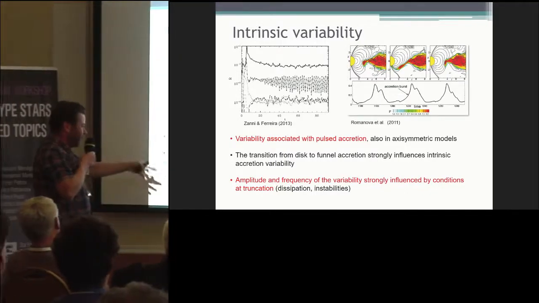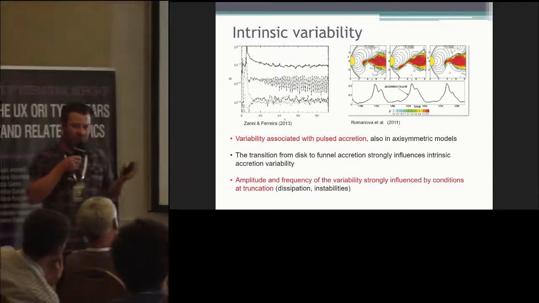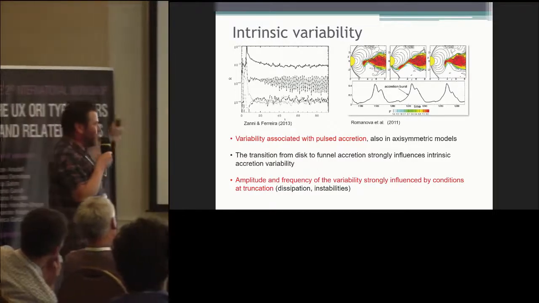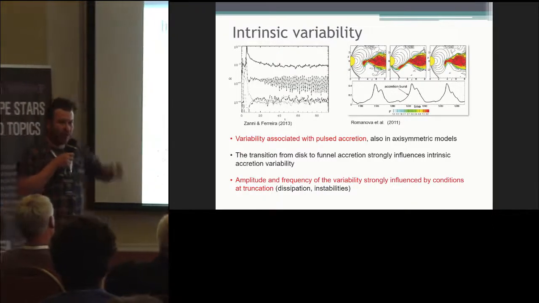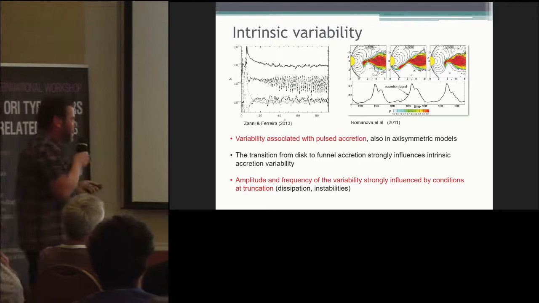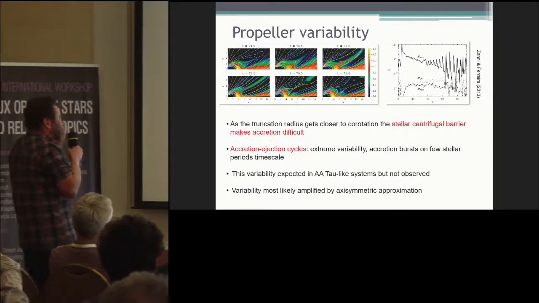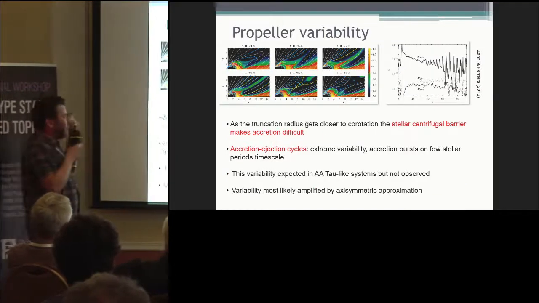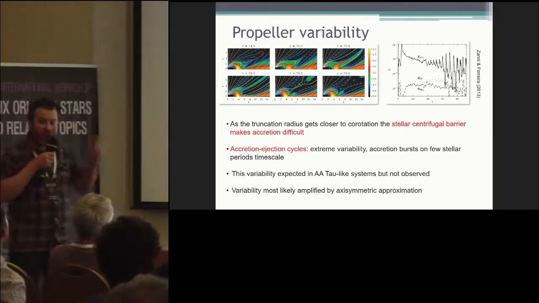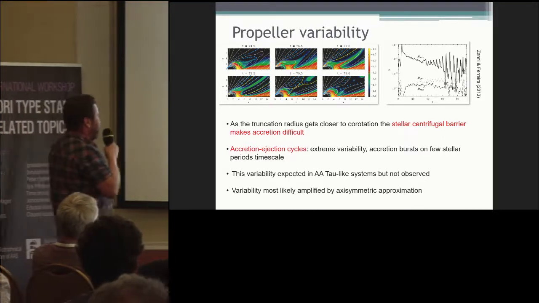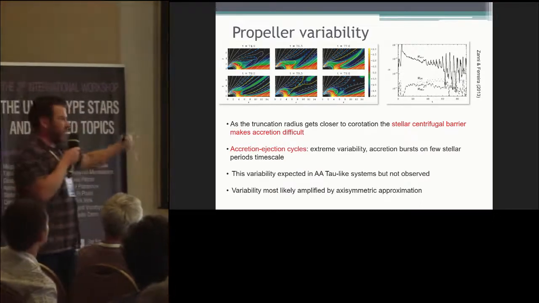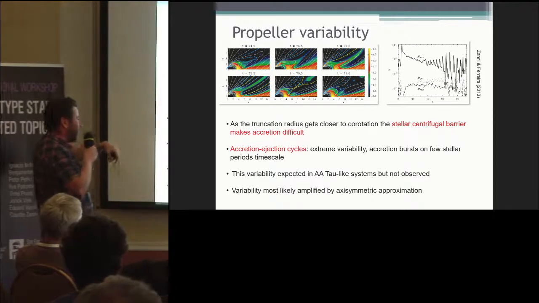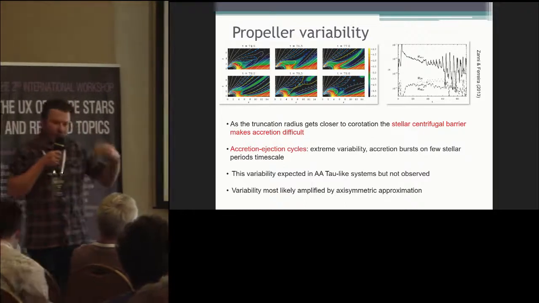So just playing with dissipation in your simulation and things like that, you can reproduce, even with axisymmetric models, a wide range of variability. There is also a specific variability that is found in the numerical models of the propeller regime. A propeller regime happens when the truncation radius gets too close to the co-rotation radius. In that situation, the stellar centrifugal barrier makes accretion difficult, not impossible.